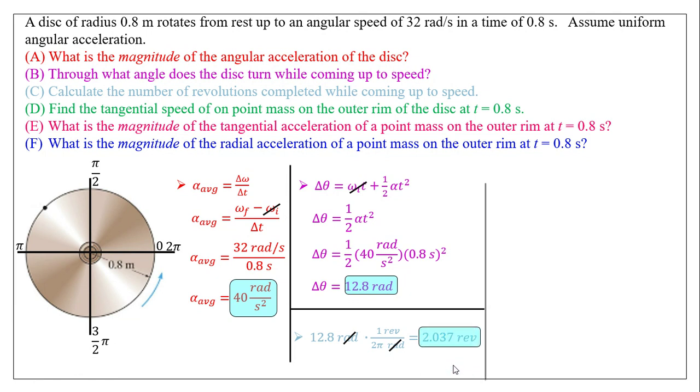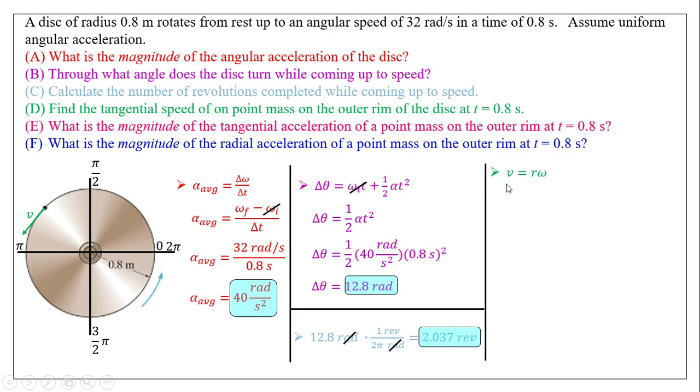All right, let's go ahead and do D. D asks you to find the tangential speed of a point mass of the disk at 0.8. So here's a little point mass on the very outer edge. To do so, this is V tan. In my diagram here, this arrow that just came up is your tangential speed, or tangential velocity if you want to include direction or not.